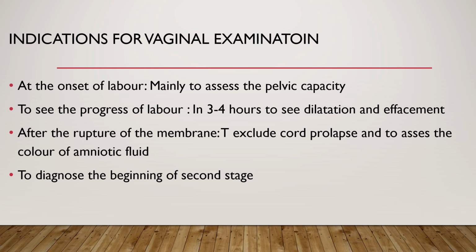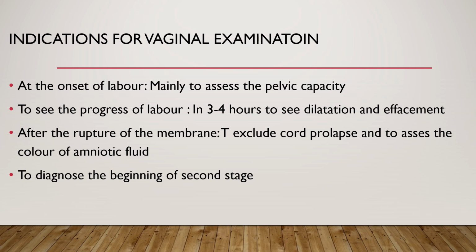Sometimes when the membranes are getting ruptured, the umbilical cord also may come out of the uterus. That is known as the cord prolapse, and it will be lying outside or inside the vagina, or sometimes it may come even to the outside of the body also. So that you should see first. Then you should observe the characteristics of the amniotic fluid, color of the amniotic fluid.